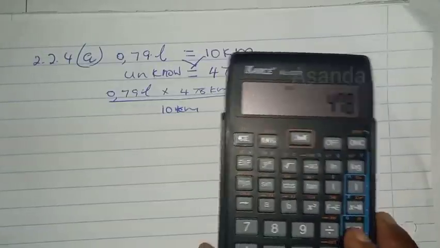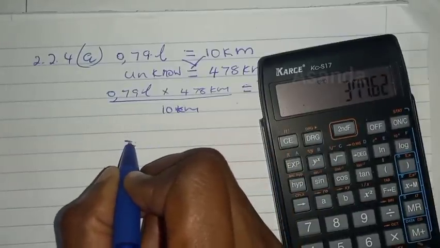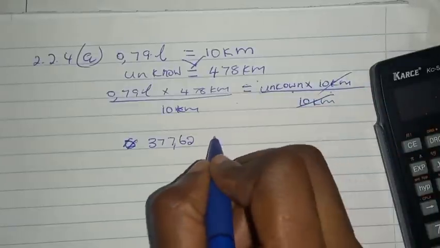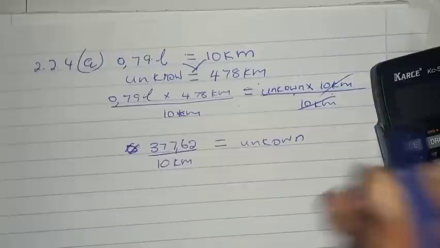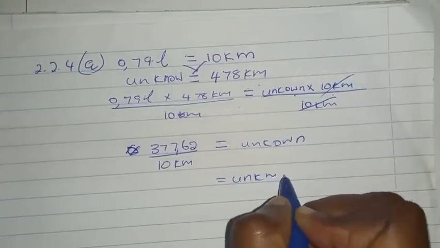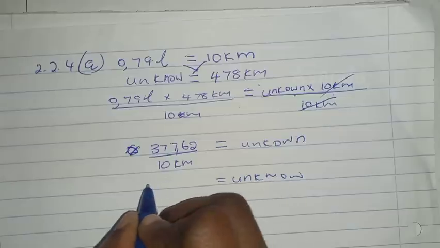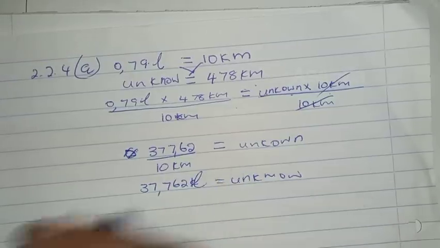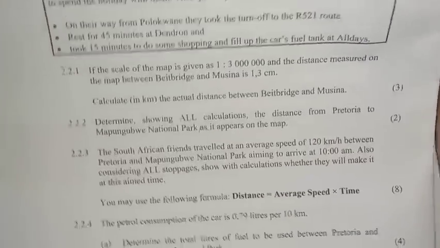478 is equal to, and then I'm just going to write the answer for that. 377.62 divided by 10 kilometers is equal to unknown. And then I'm going to divide by 10. And then the unknown, as our liters, is going to be 37.762 liters. Did they say round off? No, they didn't say round off. So I won't get any penalties for not rounding off. Okay.